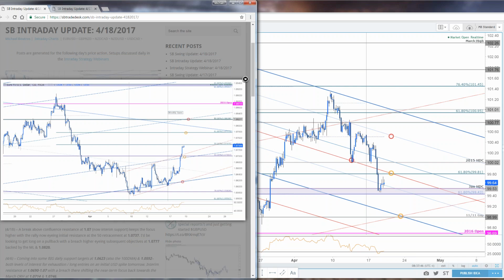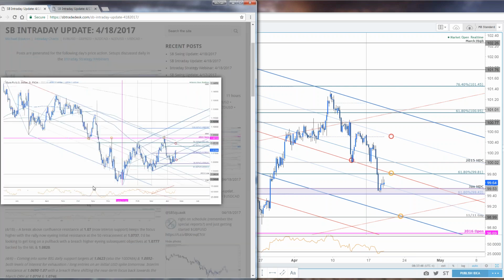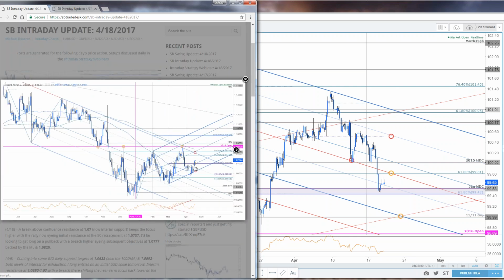So here's what the euro looked like on the daily yesterday. This is why this region was so important. You had some former swing highs. You had that median line off the low. That's actually the 618 line. The breach basically puts into focus 107.70. And like I said, 108.20 would be a really, really nice spot.